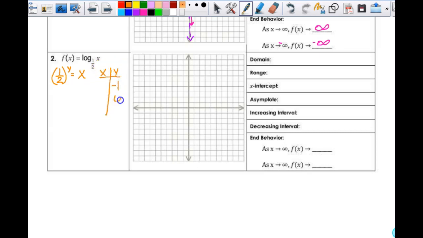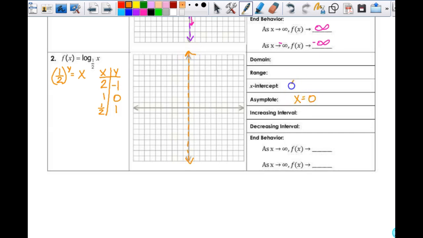starting with -1, 0, and 1 for y. So when y is -1, what is x? 2. When y is 0, x is 1. And then this would be 1/2. So again, very simple to come up with every single time, but jot them down so you don't do anything weird. My asymptote is here at x equals 0 because there are no transformations.